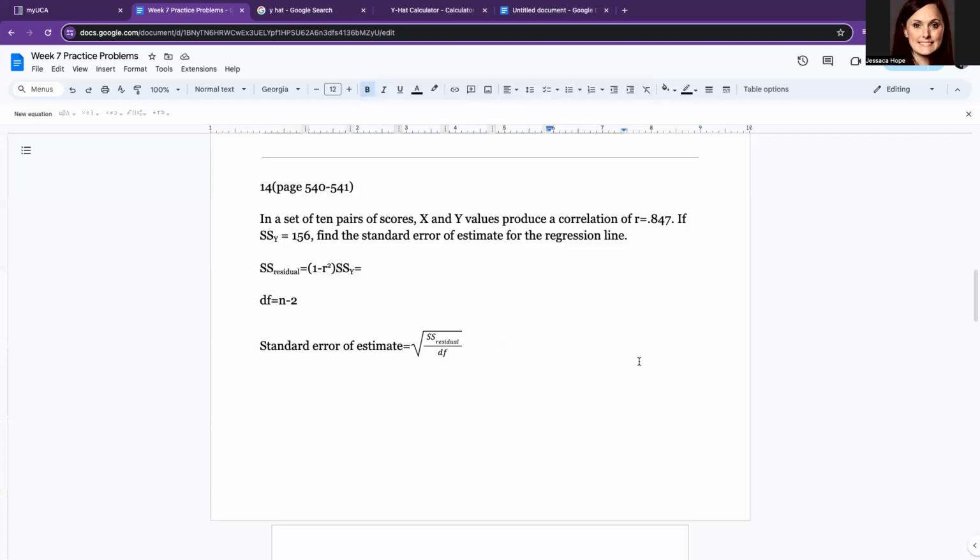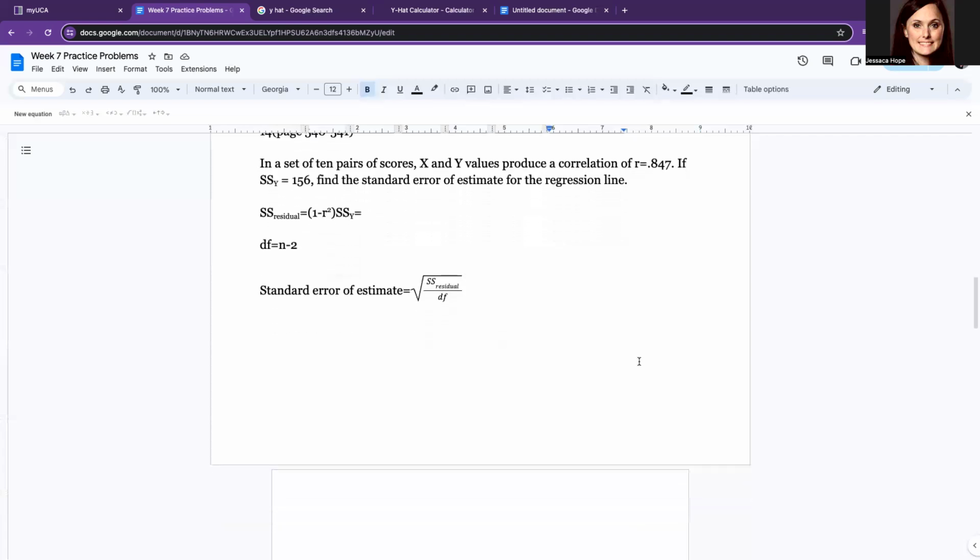Next up, this one's a little bit shorter. In a set of 10 pairs of scores, X and Y values produce a correlation of R equals 0.847. If SSY is 156, find the standard error of estimate for the regression line. So you start with your SS residual because you need that to get your standard error of the estimate, which is what you're looking for. It says find the standard error of the estimate. So you know that you're going to need that.